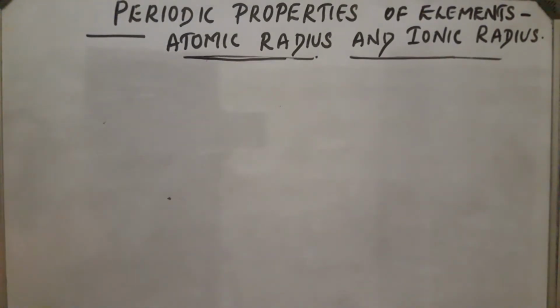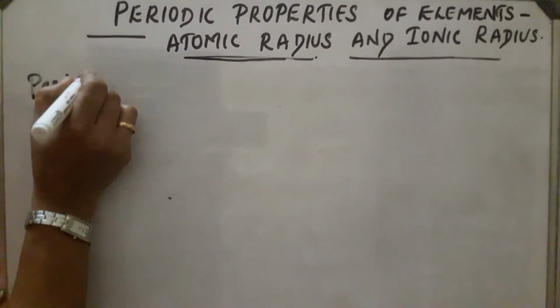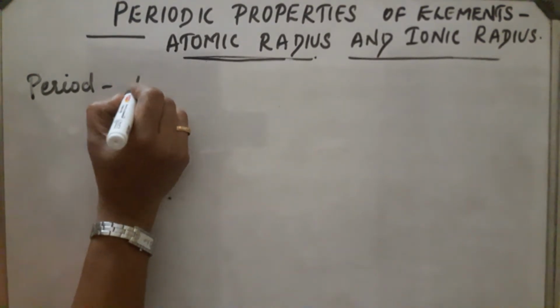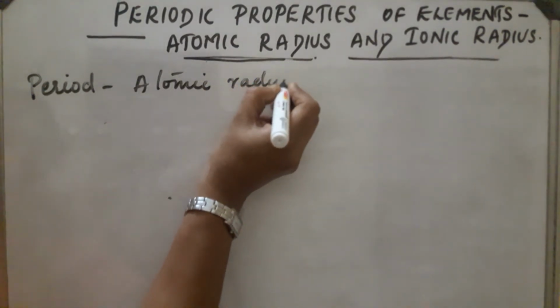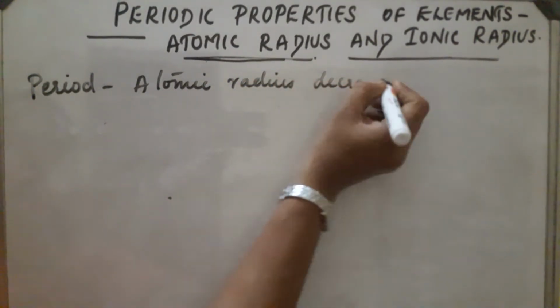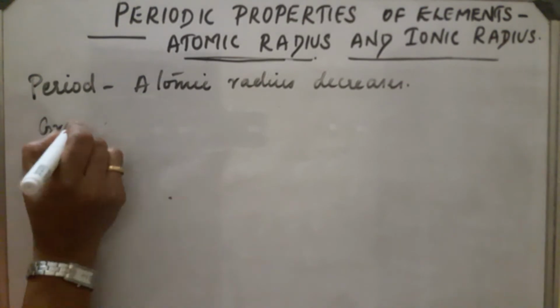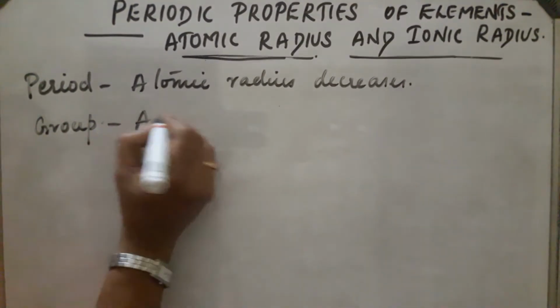Next, what will happen to the atomic radius in a period and a group? In the case of a period, atomic radius decreases from left to right because the electrons are added to the same shell, so the effective nuclear charge is increased. Next, what will happen in the case of a group? Atomic radius increases from top to bottom.